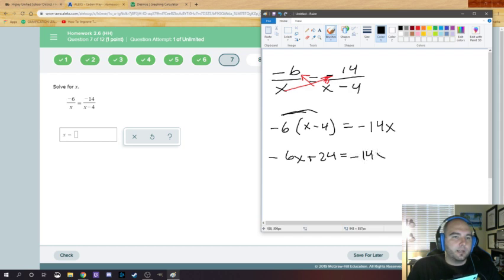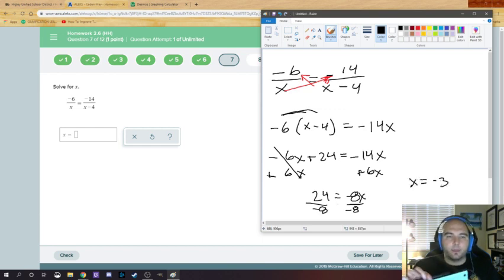Equals negative 14x. Now, normally I'd say add 14x to both sides because I want to get rid of the biggest negative, but here I'm going to add 6x. The reason why is because I know that'll leave me with just a number on the left, and I kind of like that. So I'm going to get 24 equals negative 8x. I'm going to divide by negative 8, and 24 divided by negative 8 is negative 3. There you go. That's the solution.